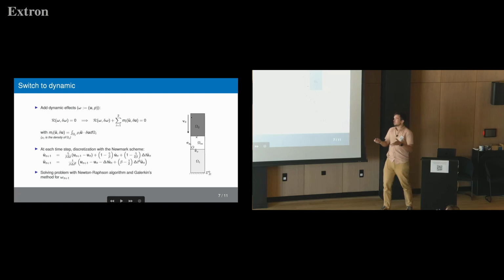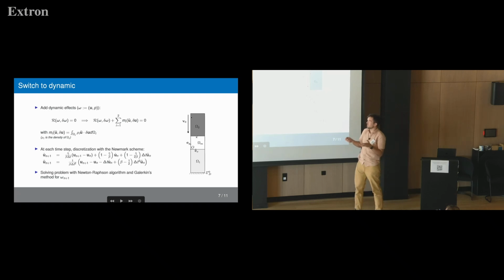Now let's talk about the theory. Basically, if we consider that R is the residual of our problem in quasi-static, then we simply add two mass terms related to the two real bodies to our formulation, and we solve this equation. Before solving, we discretize using the Newmark scheme, and then we solve using the nonlinear solver of FEniCS.